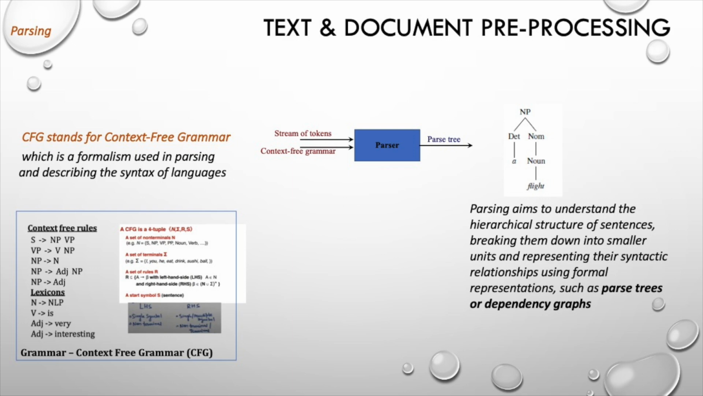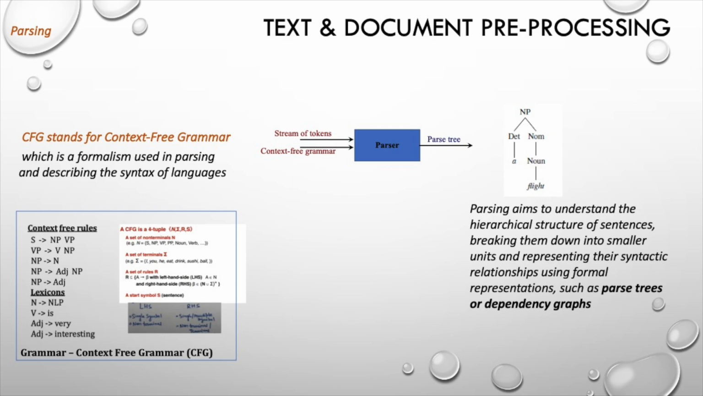Parse trees illustrate the constituent structure of sentences, showing how words group together to form phrases and how phrases combine to form larger constituents. Dependency graphs, on the other hand, represent the grammatical relationships between words in terms of directed links, where each word is connected to its governing word or head.